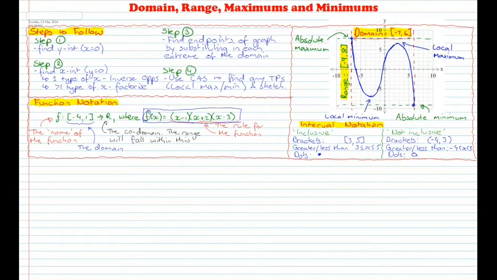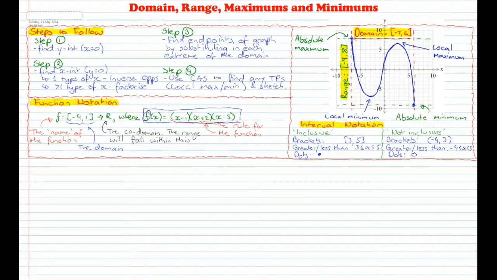Now whenever we're working with these types of functions, we need to follow a few steps, as you can see up here in the top left hand corner of the screen. The first step, like always whenever sketching graphs, is to find the y-intercept by making x equal to 0. That's no different to what we've seen. Second step is to find the x-intercepts by making y equal 0. Once again, no different to what we've seen. Remember, if you've got one type of x, use inverse operations, whereas if you've got more than one type of x, you need to factorize.